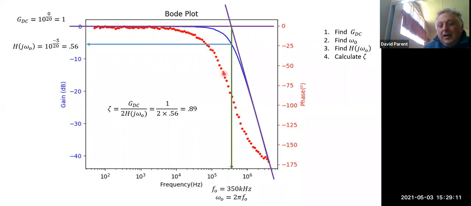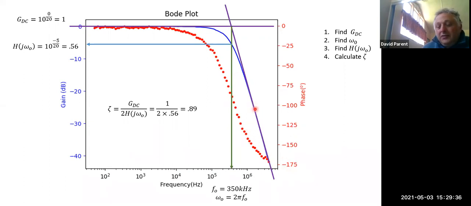And yeah, the function generator only goes so high. But it really looks like it's a second order low pass filter. The phase is going almost to minus 180. And you might just think, well, I just need more frequency.